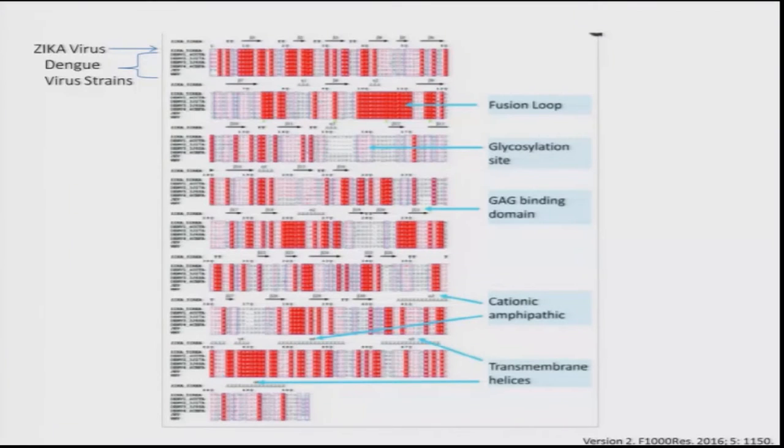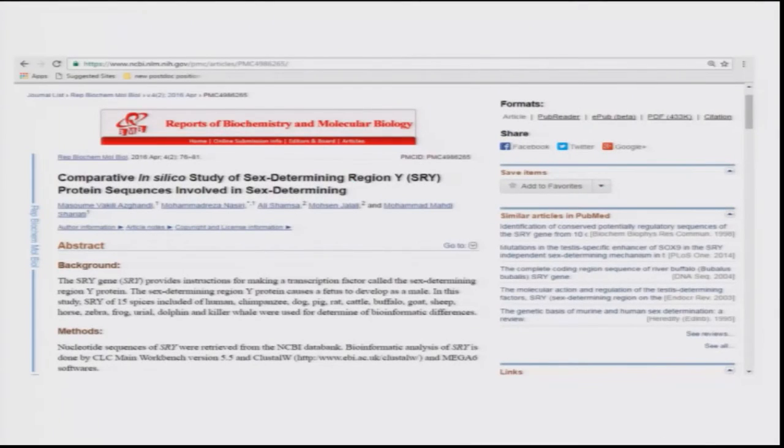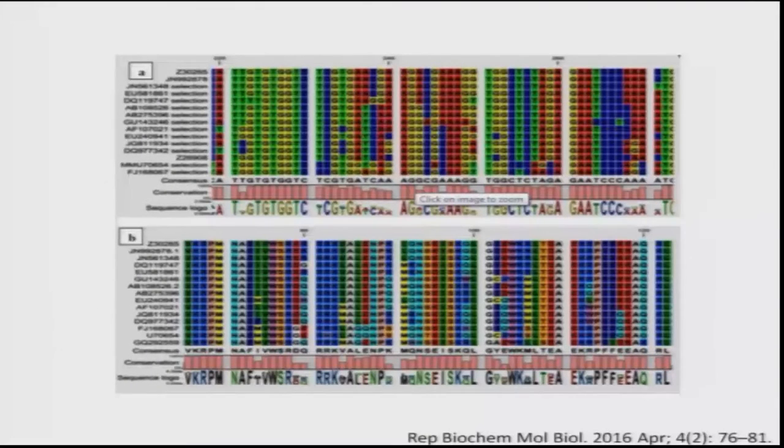Many more such studies were done in an attempt to do the same. Also, you must have heard about the SRY gene, or the sex determining region Y, which is responsible for determining the sex of the fetus to maleness. So what this study did was check across several species the homology, the conserved pattern of this SRY gene, if any. Since this is such an important gene, the authors tried to compare it across different species such as human, chimpanzee, dog, pig, rat, cattle, buffalo, goat, sheep and many more. And this is the output from their study that I am showing you.